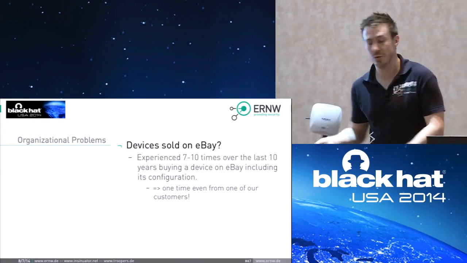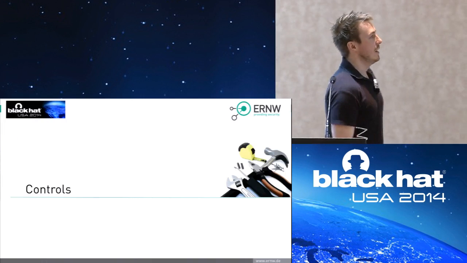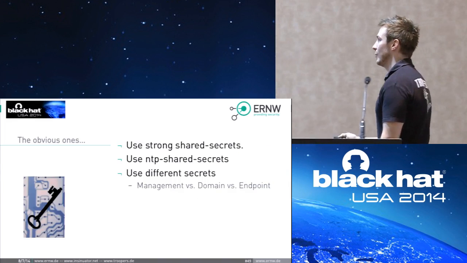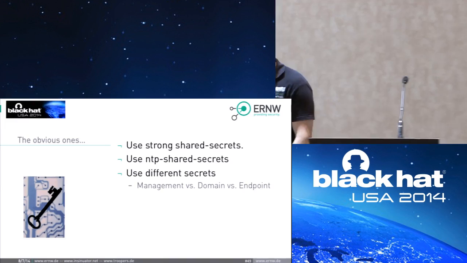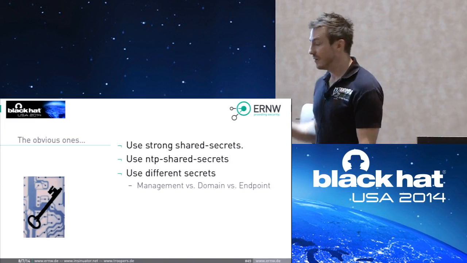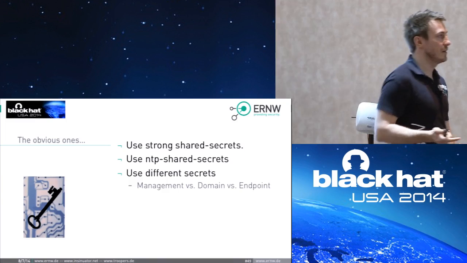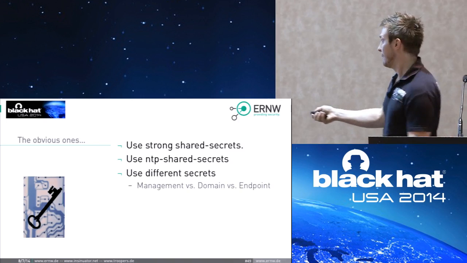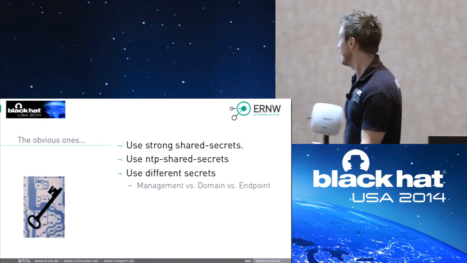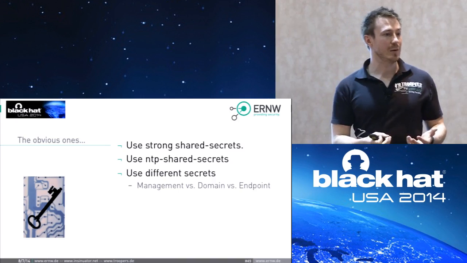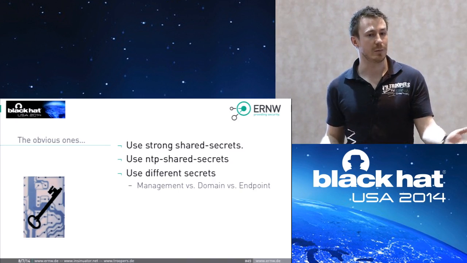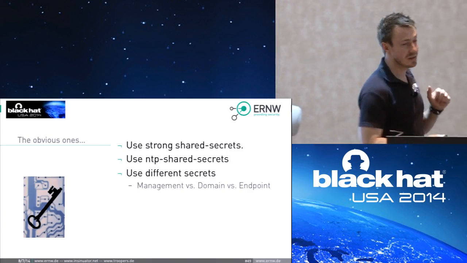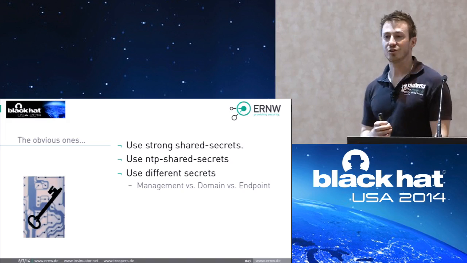So that's nothing new, just wanted to illustrate it. When we're talking about controls, there are some obvious ones that I don't need to tell you. Use strong shared secrets. Make use of the different secrets, the management secret, the domain secret, and the endpoint secret, to have some segregation in there. So if you're able to hijack an endpoint secret, you won't be able to hijack the domain, for example. Same for the management secret and stuff like that. So use different secrets, and of course use the NTP shared secret.